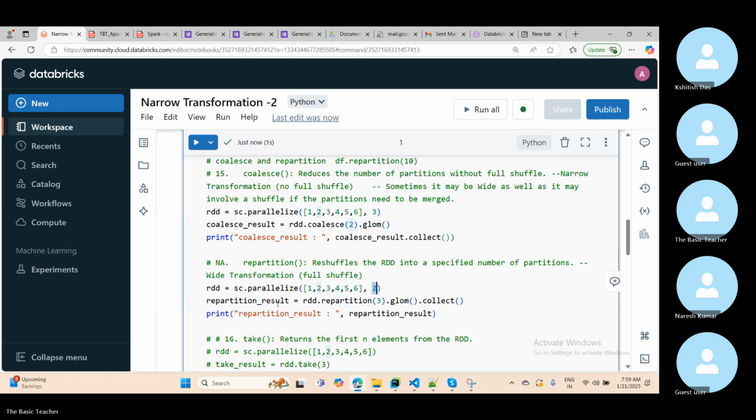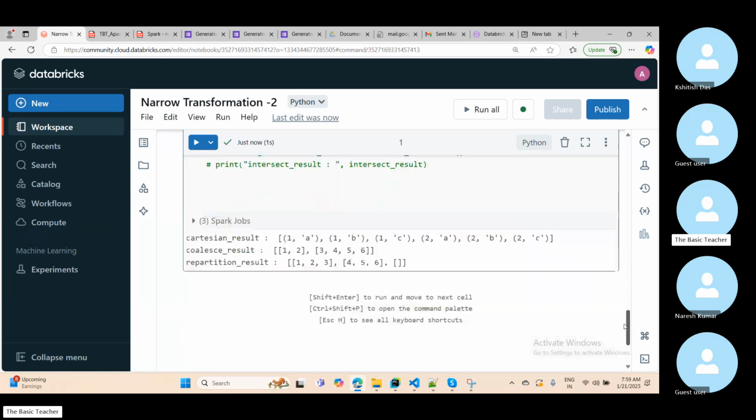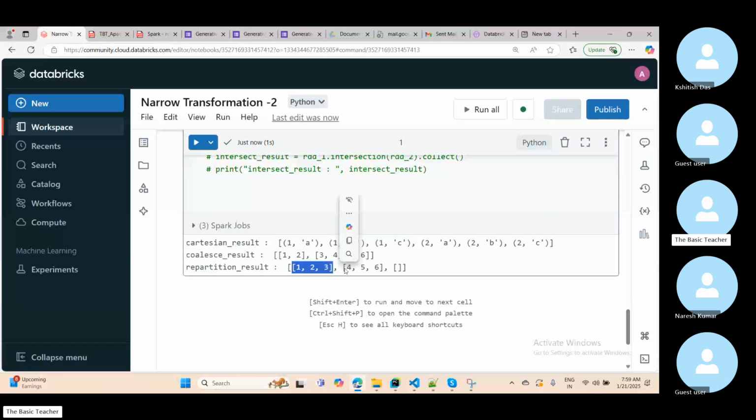Now we want to repartition. rdd.repartition(3). Okay, that means this data will be divided into 3 partitions. That means we are trying to increase the number of partitions. Originally it is having 2 and we are trying with 3. Here you can see the repartition result. One is this, second is this, and third one is empty. Anyway, this is a very small amount of data.